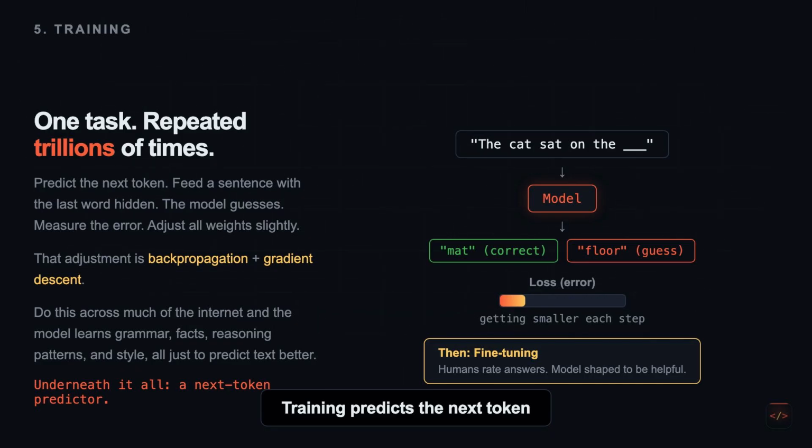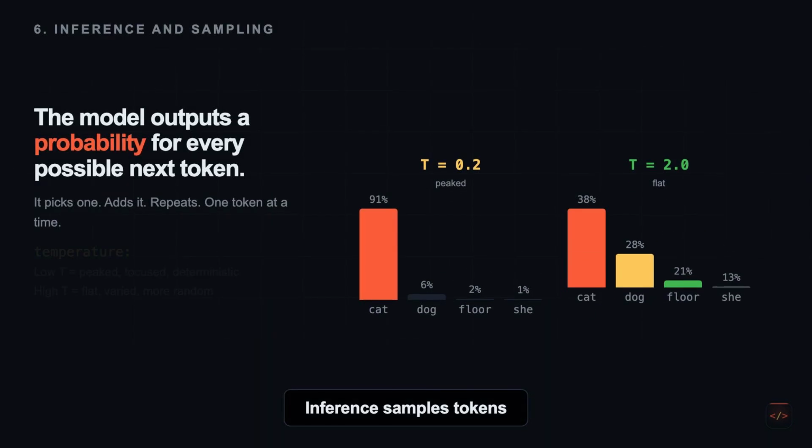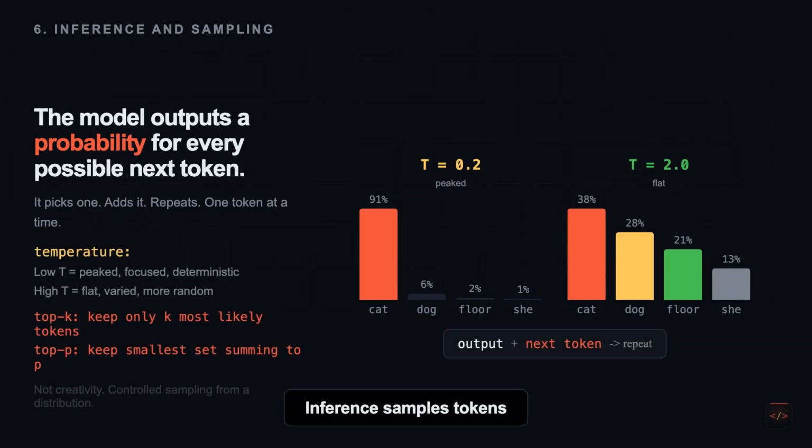After that comes fine tuning, where humans rate answers and the model is shaped to be helpful and safe. But underneath it, it's still one thing, a very good next token predictor. So now you have the model within your hands basically. When you use the model, what is that step called? It's called inference. Basically, it produces a probability for every possible next token, then picks one, adds it, and repeats the whole process again.